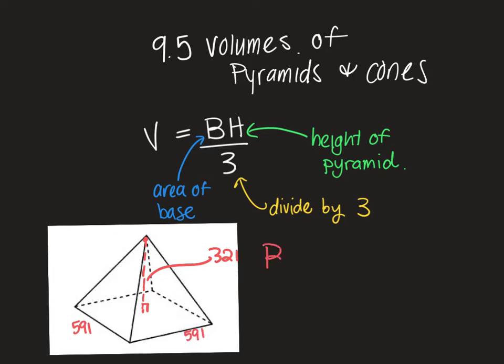So if the base is a square, how do we find that? How do you find the area of a square? S squared, right? So in this case, that would be 591 squared. So that's going to be a fairly large number.